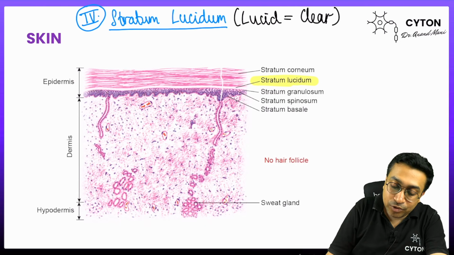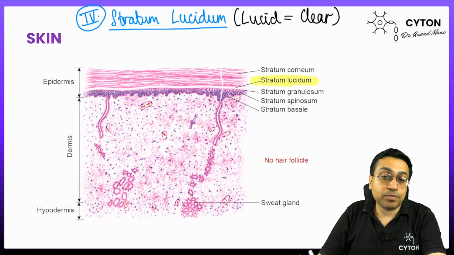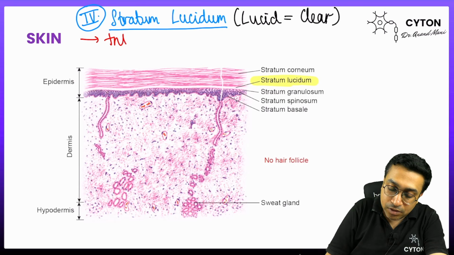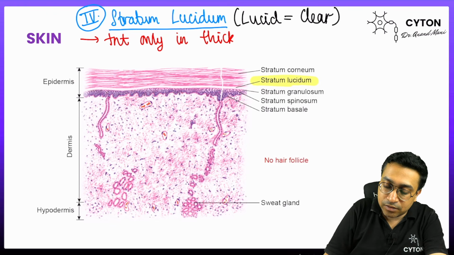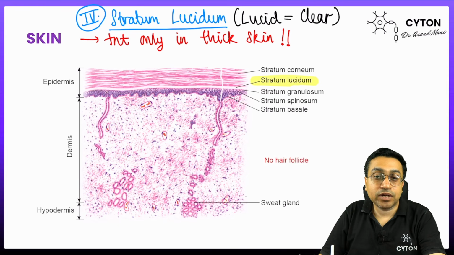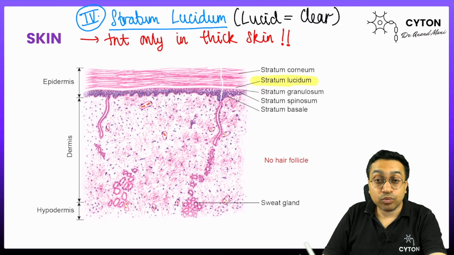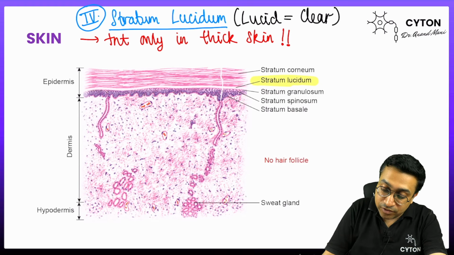So this is stratum lucidum. Now this is present only in thick skin, a very important point which will fetch you the maximum marks. It is present only in thick skin. The first point: the cells of the stratum lucidum are stained very lightly with eosin and they appear homogeneous. Their cell boundaries are indistinct, and the nuclei and cell organelles are not visible. If you just see this image for a second, focus on this layer.